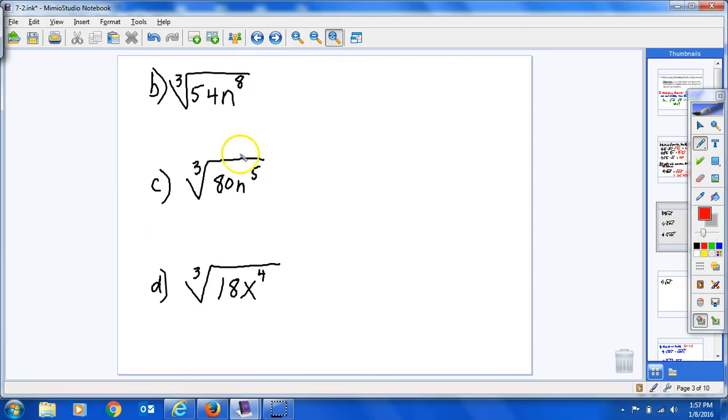Okay, letter B, much the same, except pay close attention to your roots, or the index. This time we're dealing with cube roots, so I'm asking the question, is there a perfect cube root of 54? Is there a number that multiplies times itself 3 times and equals 54? And the answer is no.